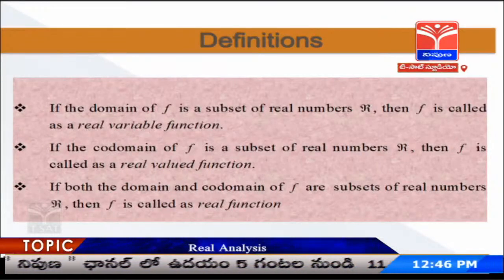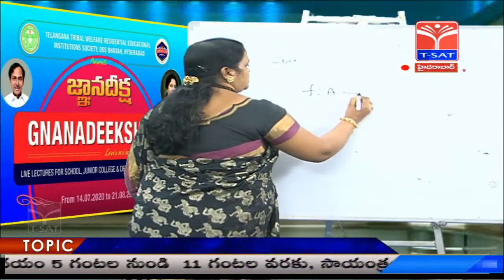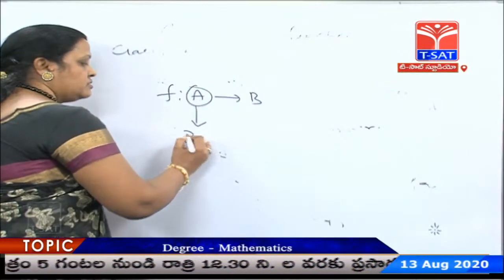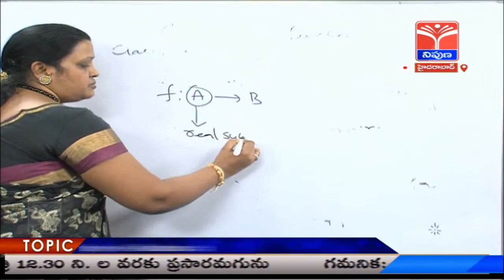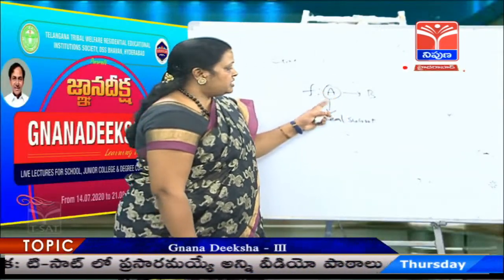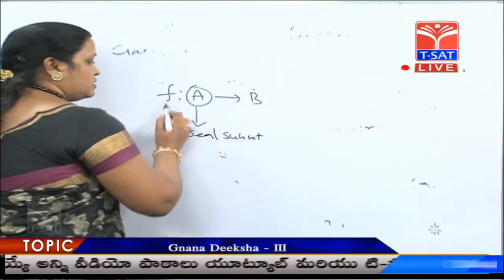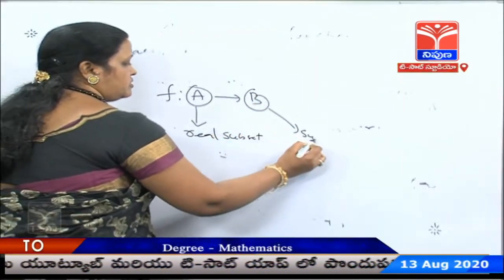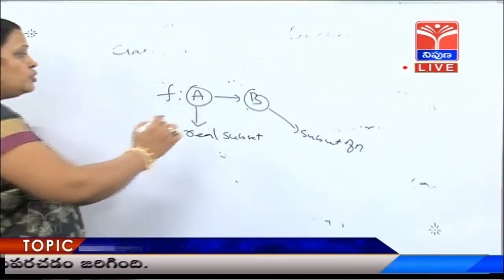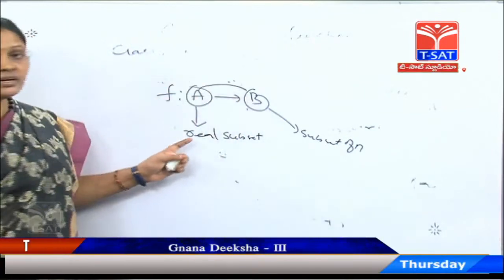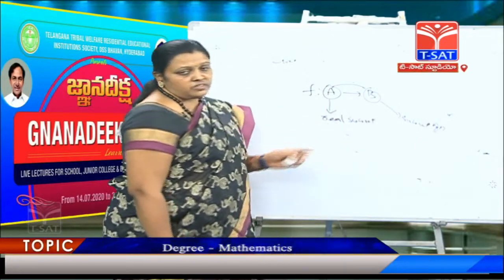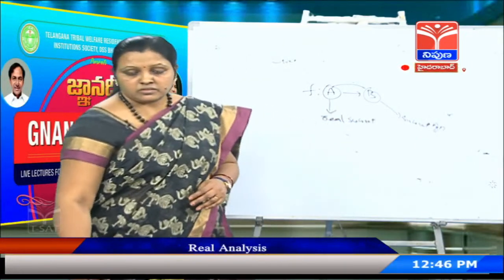If you are taking here f maps A to B, if A is a subset of R, then it is said to be a real variable function. If B is a subset of R, then it is said to be a real valued function. If both A and B are subsets of R, then such a function is said to be a real function. These are the different kinds of functions which you can discuss.